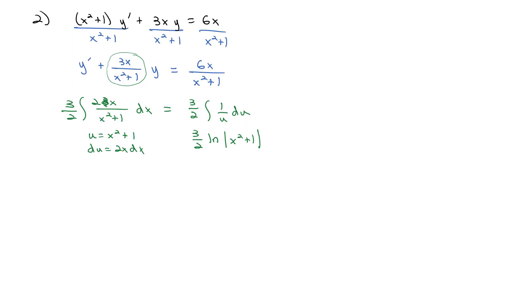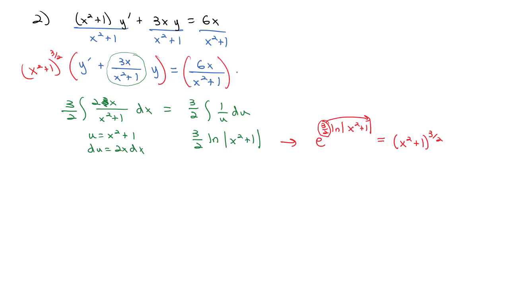So we're going to, step 3, multiply both sides by e to this power. We're going to multiply by e to the 3/2 natural log of x squared plus 1. I'm going to do a little bit of algebra here, though. A constant in front of a log can go in as an exponent. And then e to the natural log just becomes the stuff inside the natural log, x squared plus 1 to the 3/2 power. So I'm going to multiply both sides by x squared plus 1 to the 3/2 power.